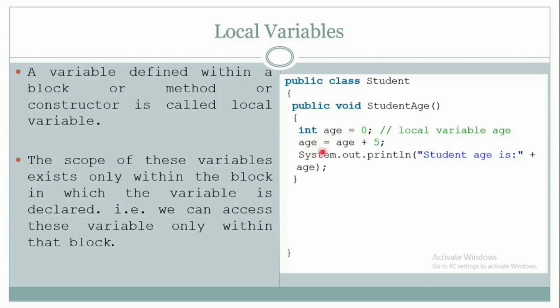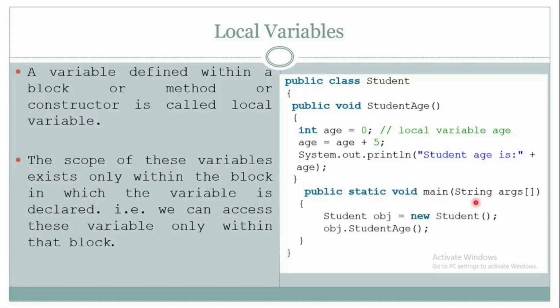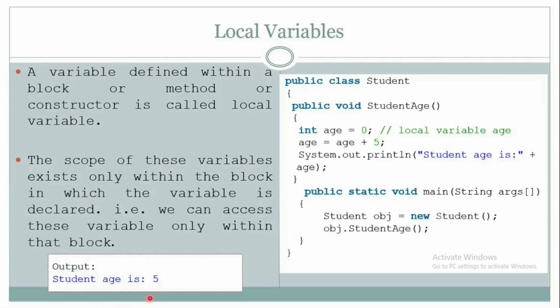Int age is equal to 0, and then I'm calculating age. Yes, age value is initialized to 5, and later I'm going to display it. Now let me create a main function. Yes, this is how the main function is. To call this student age, I need an object. So I create an object. Obj is an object, and then using the dot operator, I call this student age. And yes, the output is nothing but student age is 5. So that's it about the local variable.